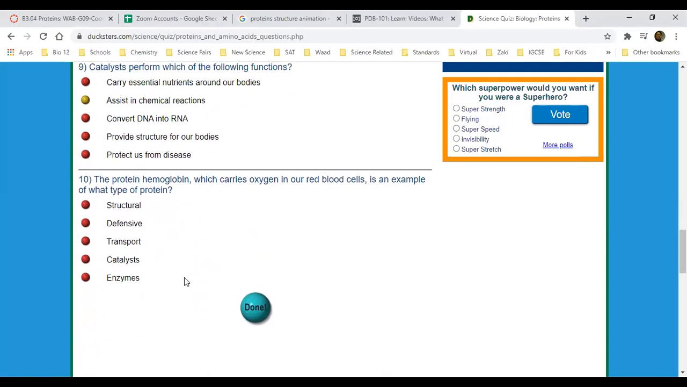I'll do this one too. Yes, go ahead. It will be transport. Which carries oxygen in our blood? The protein hemoglobin. What is it? Your answer is transport. Catalyst, I mean... No, it's transport. I'm not sure. Transport, right. Transport, yes. So we have done all right.